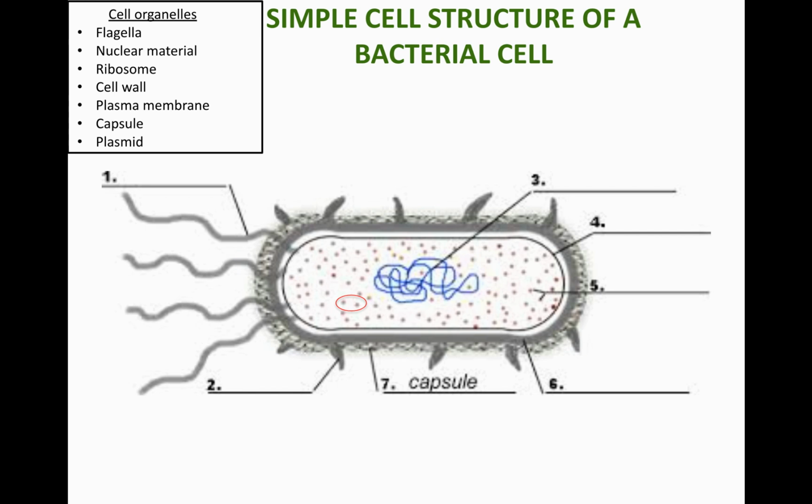So there are some familiar organelles, but there's also some that you wouldn't have seen before. Like, for example, on the outside of the cell wall, you've got something called a capsule, and the capsule includes all of this part on the outside. And it's like a slime layer. The capsule is a special layer that's there for protection of the bacteria.